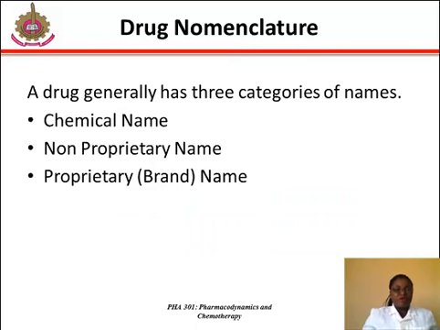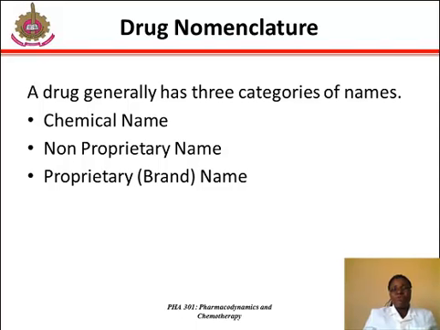Drug nomenclature. This has to do with naming of drugs. How do we name drugs? We name drugs based on: 1. Chemical name, 2. Non-proprietary name, and 3. The brand name, which is the proprietary name. The chemical name, for example, can be like 1-isopropylamino-3-propanolol, which is the simple name for propranolol. This kind of name is somehow cumbersome and not suitable for use in prescribing drugs.